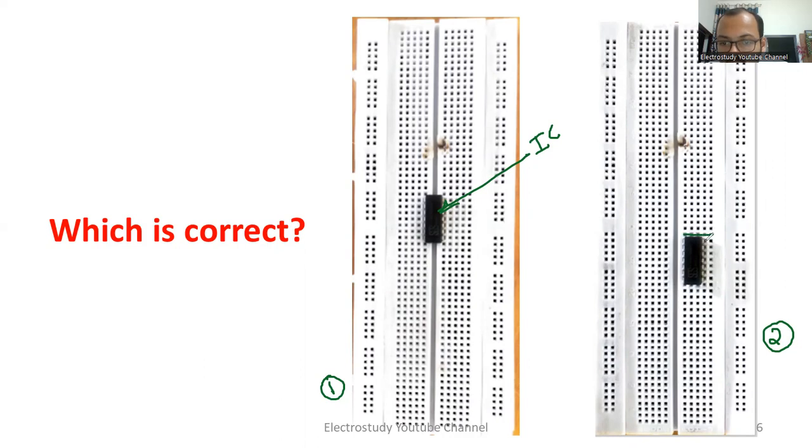Am I right or not? See, all the legs are connected at the same line. What does it mean? Two legs are connected at the same point. It's similar to shorting or short circuiting 2 points. You are shorting the 2 points. Am I right or not?